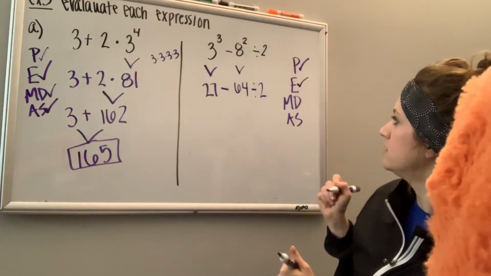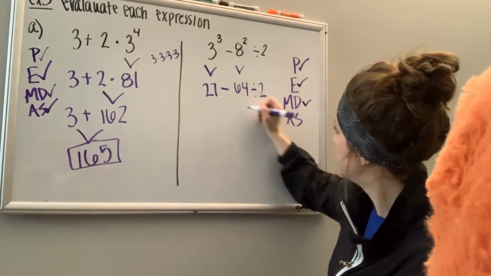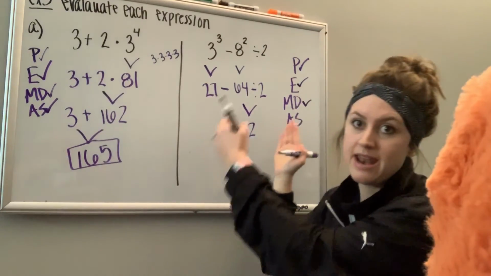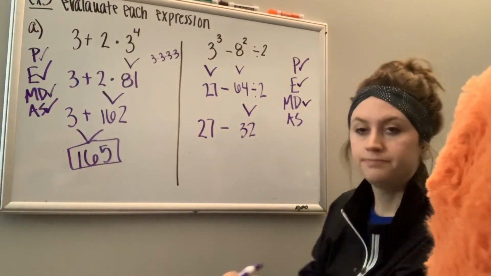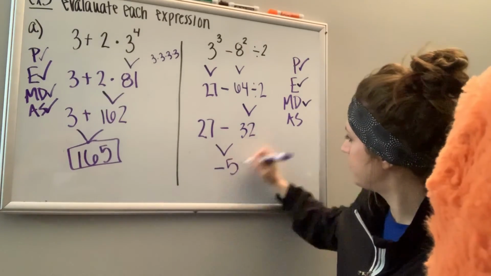Done with my exponents. Next, multiply or divide. 64 divided by 2 is 32. I'm going to drop, again, everything that I did not use. Last step is to subtract. Now I have -5.